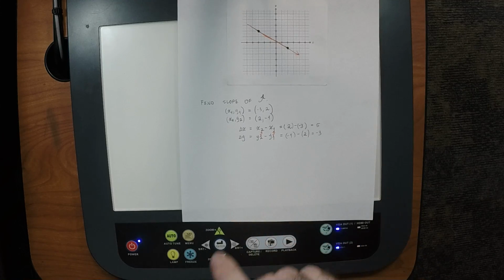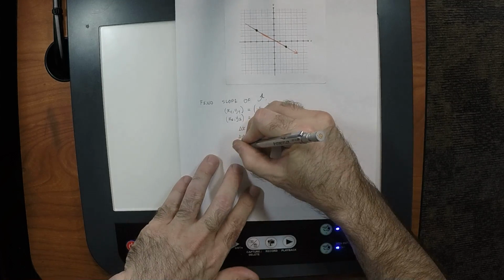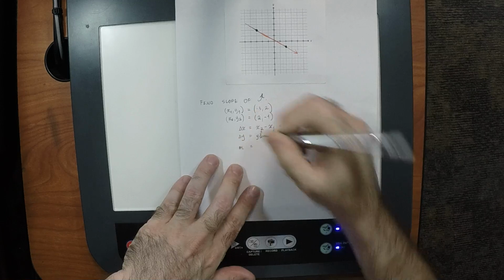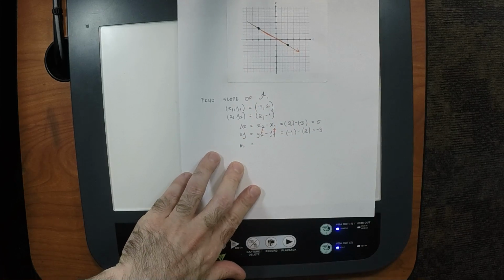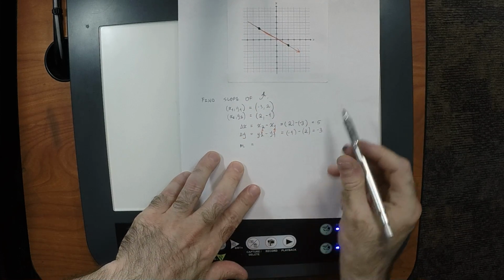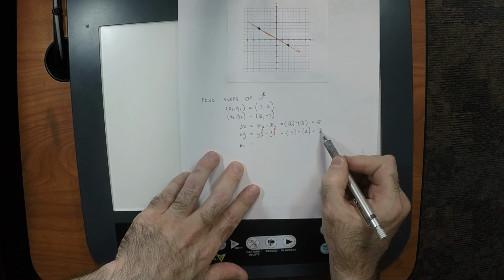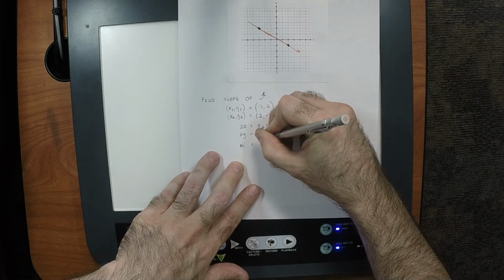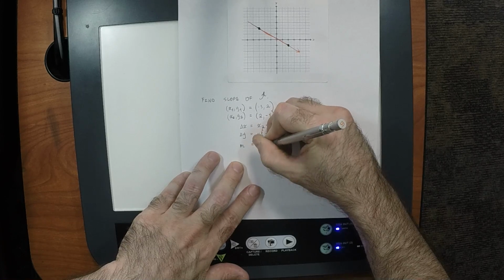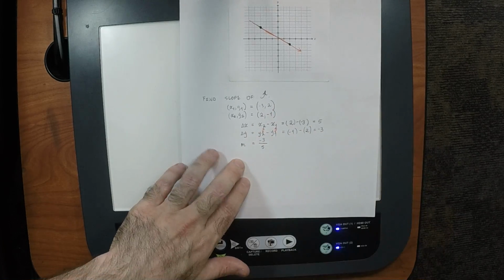Okay, so then, good. Then what's the slope? But wait, shouldn't it be 5 over -3? But the slope is delta y over delta x. Okay, good. So it's the change in y over the change in x.